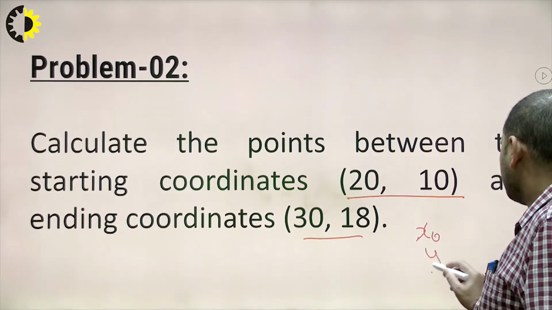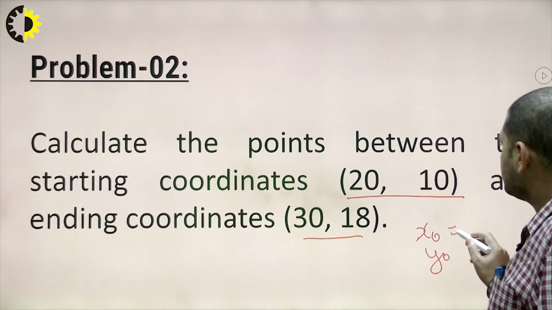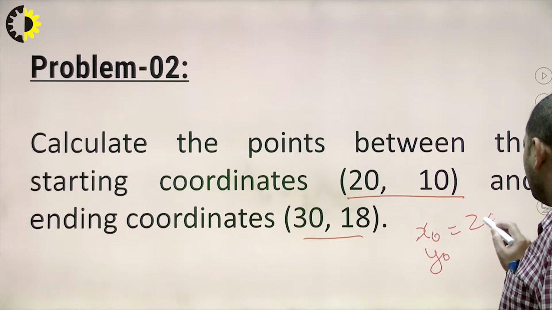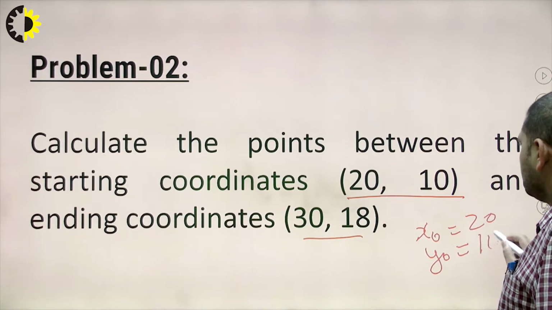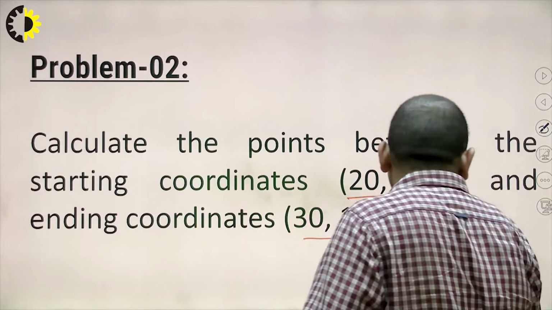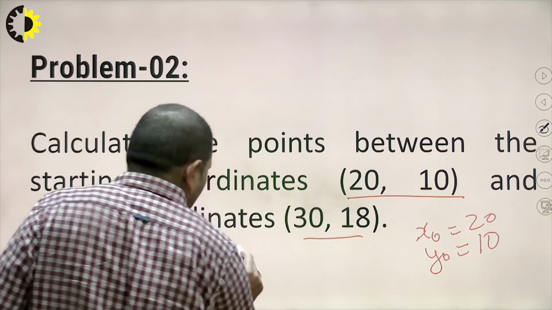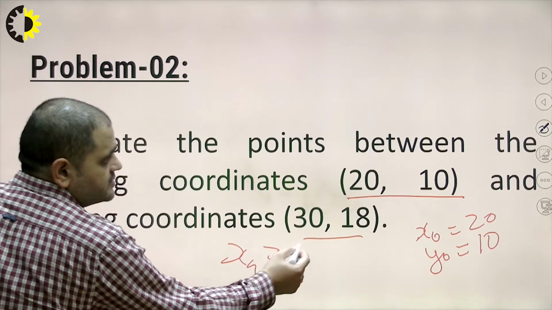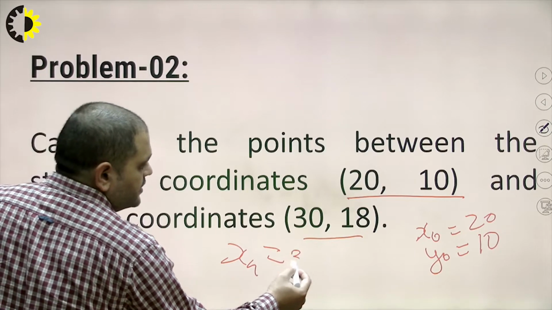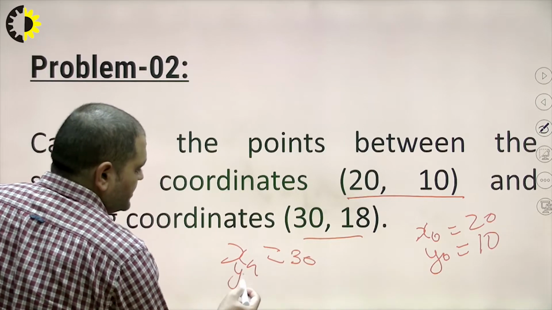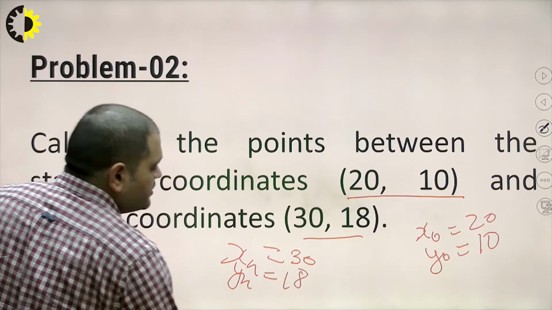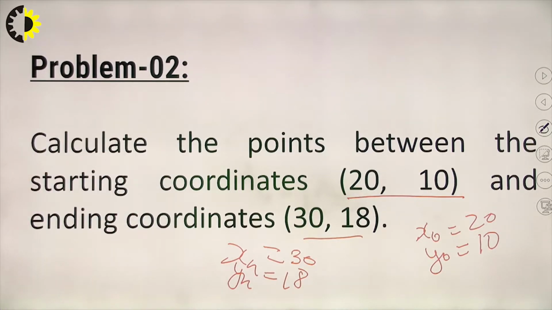Values are given for x0 and y0. You can find x0 is 20 and y0 is 10, and xn is 30 and yn is 18. So we can easily calculate del x and del y from here.